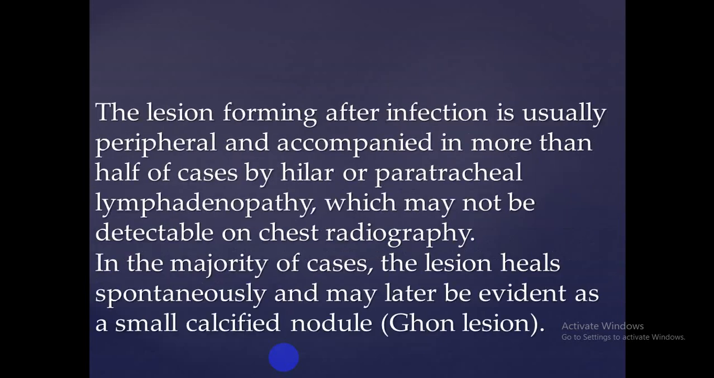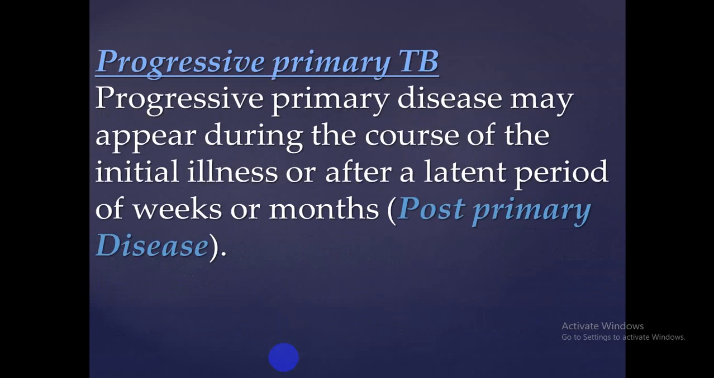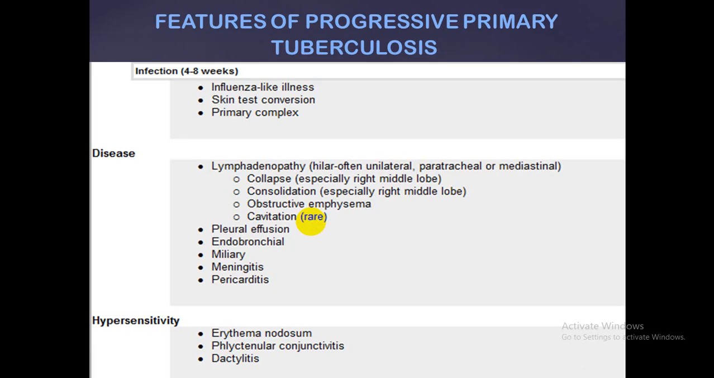Or the lesion we mentioned a little while ago becomes calcified, with healing and calcification of the node. This is all primary. Or we said progressive primary, where they get destruction of the lung at the same time as the infection by TB. Or after a latent period of weeks or months, it becomes post-primary disease, which we call the adult type. The features of progressive pulmonary or primary tuberculosis infection appear at about 4 to 8 weeks.